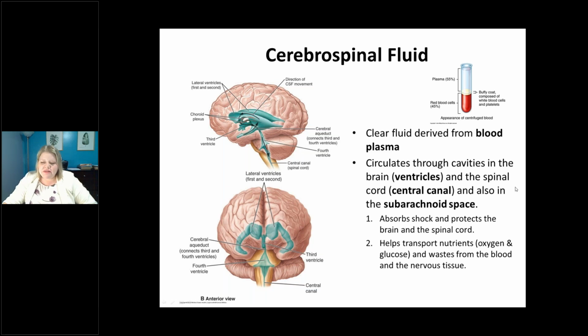And then also the cerebrospinal fluid can be found in the subarachnoid space of the meninges. The cerebrospinal fluid is there to absorb shock and protect the brain and the spinal cord, while also transporting nutrients, oxygen and glucose, and then the waste away from the blood and the nervous tissue.